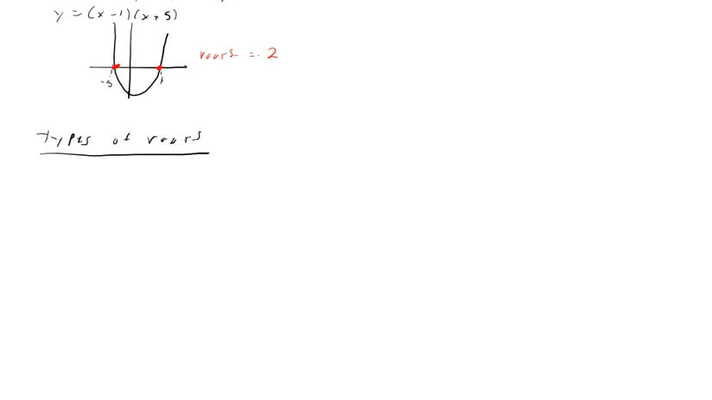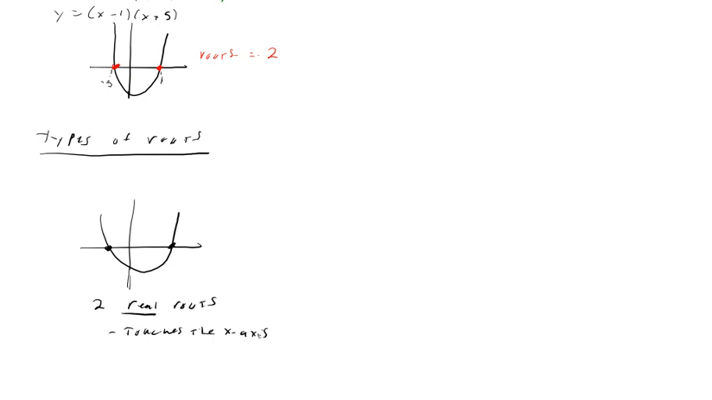So in the first situation, in an equation, if it crosses the x-axis, these are 2 real roots. Real roots means it touches the x-axis. We can have 2 real roots, we can touch the x-axis. So one type of root is a real root, touches the x-axis.